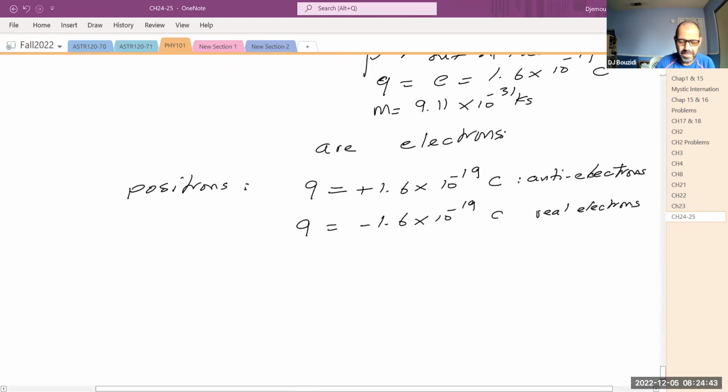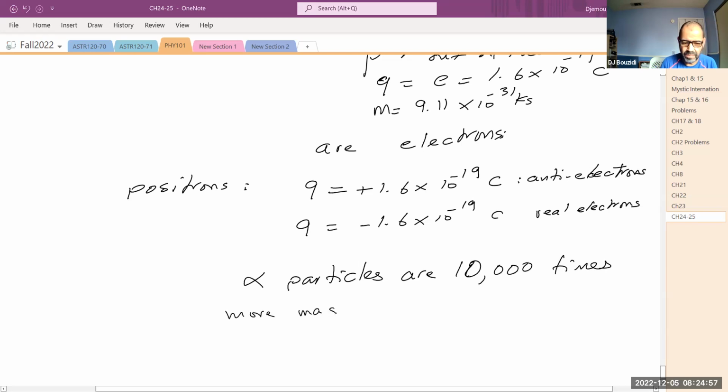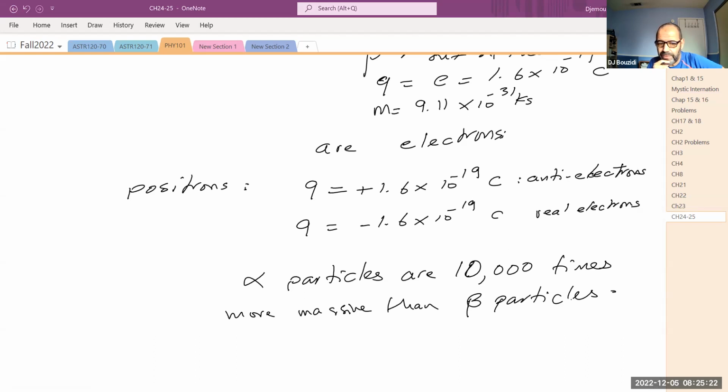So alpha particles are 10,000 times more massive than beta particles. The Greek letters alpha and beta, that's what were adopted for them. So if you see alpha and beta, that's how they are named. The beta particles, because they're super light, can go very far.